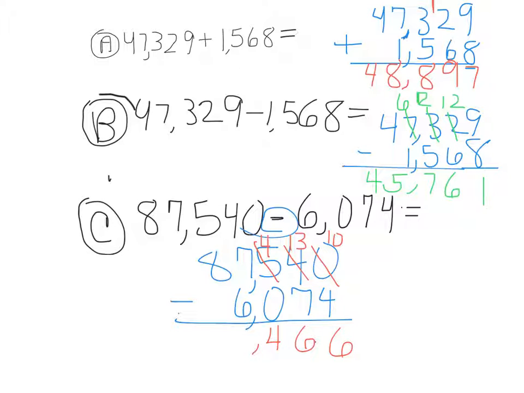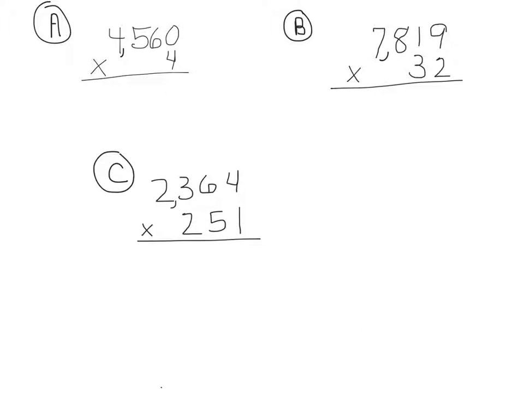Go over to my thousands place. 7 take away 6 is 1, and 8 take away nothing is 8. Now we're going to review multiplication.